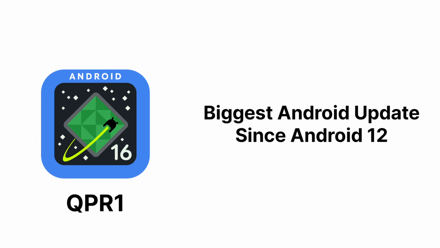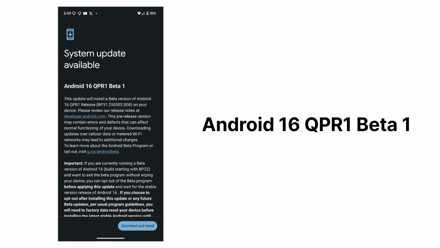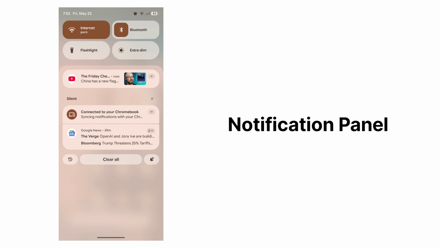Android 16 QPR1 will be the biggest Android update since Android 12, and it's expected to launch this year in September. Ahead of the launch, Google released the first beta for QPR1, which has some exciting new features, starting with the redesigned notification panel, which now has this stunning frosted glass blur effect.